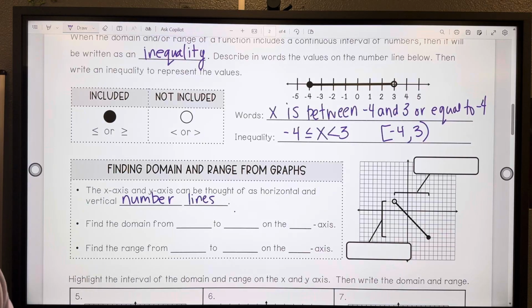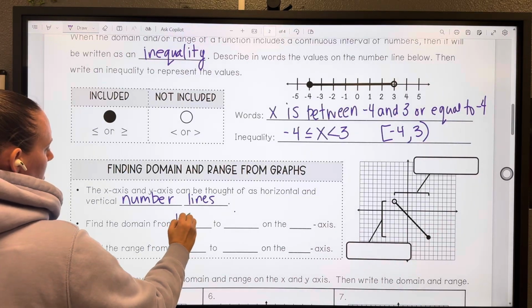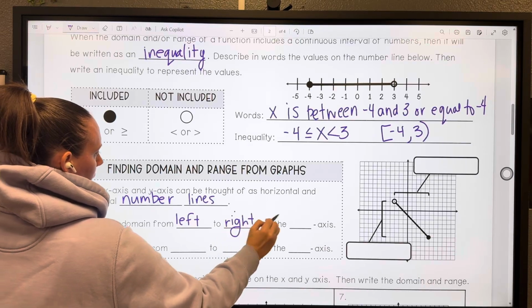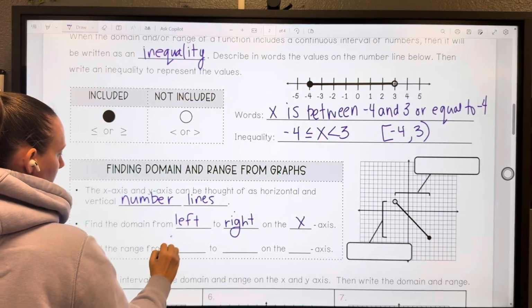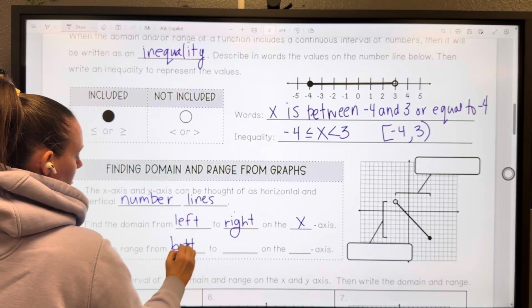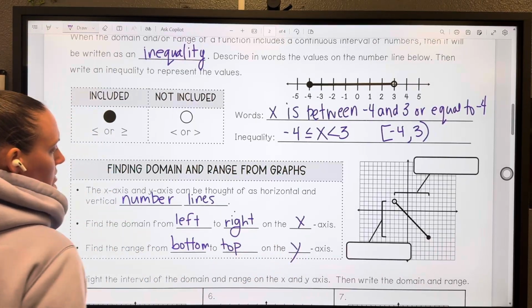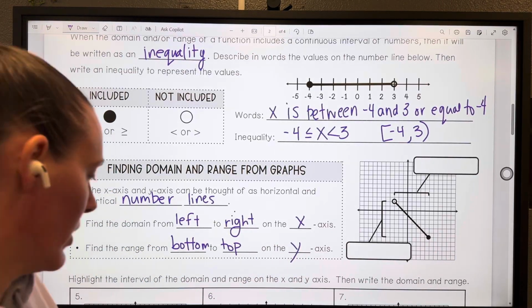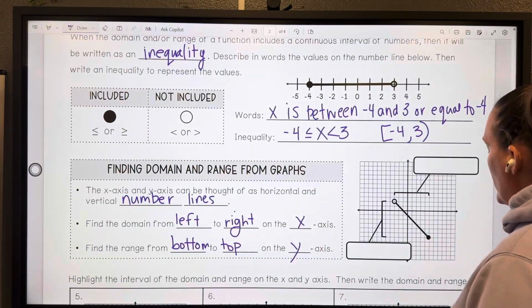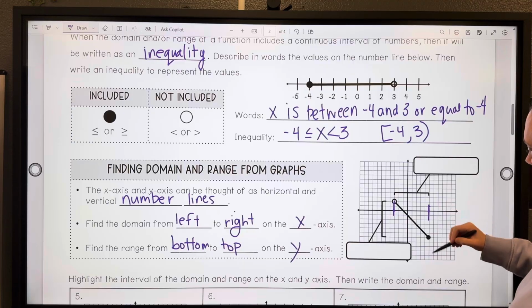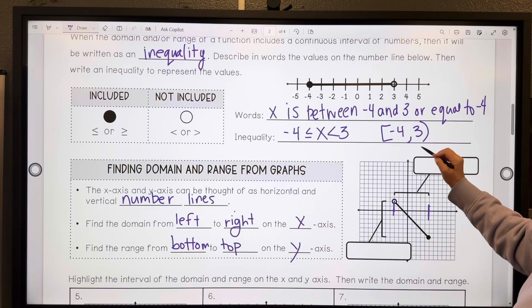We're going to go from left to right on x, and then we're going to go from bottom, because that's the negative, to top on the y-axis. So let's look at what that looks like over here. If I want to just deal with x values, I'm going to go from there to there. All right, so this is the domain.